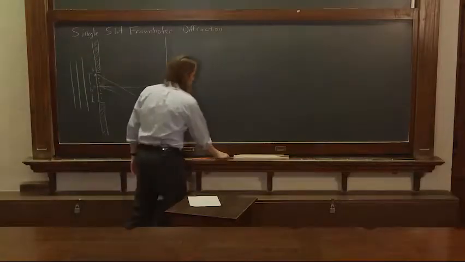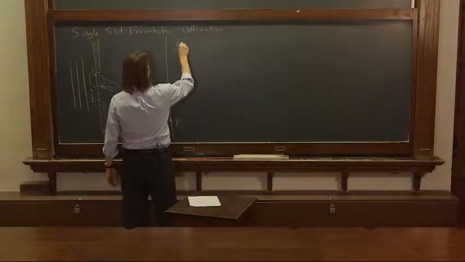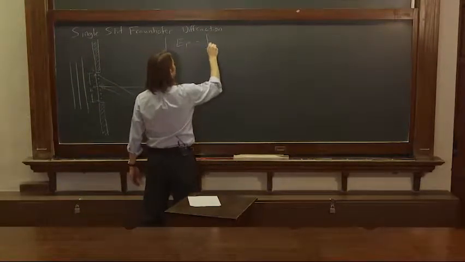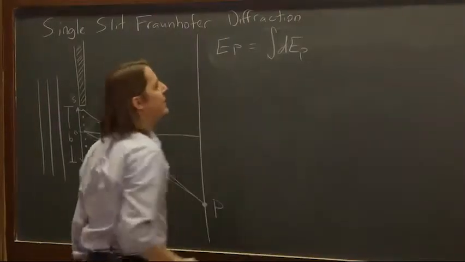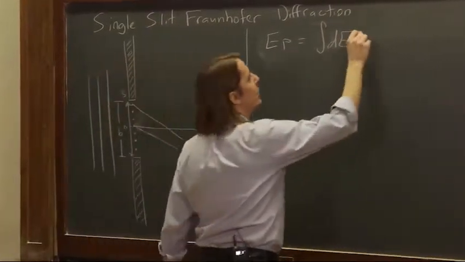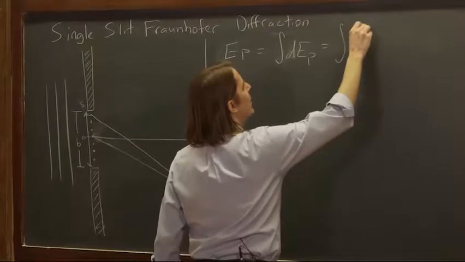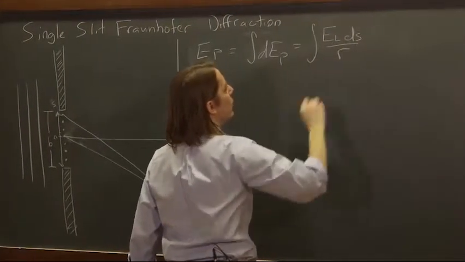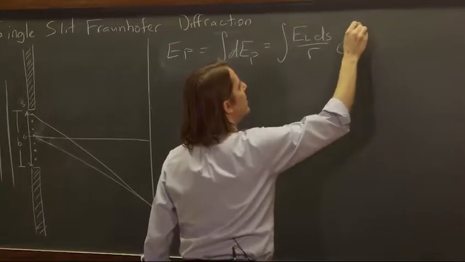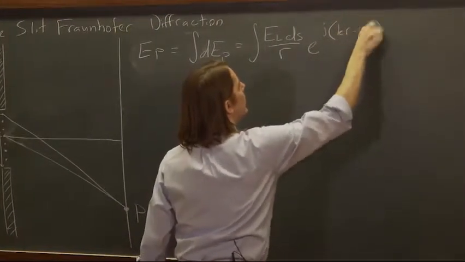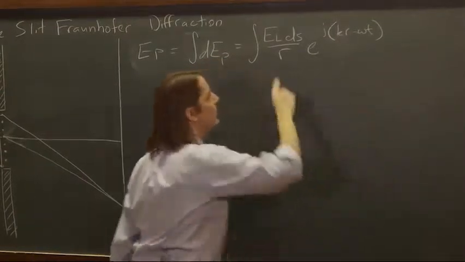Now we proceed with our integral. We know that we're trying to calculate the E field at point P, and to do that we have to sum up all the dE P's that we had on the previous board. So let's go ahead and write those. We have to sum up all the E L times ds over r, e to the j kr minus omega t. Right? And there's the ds.